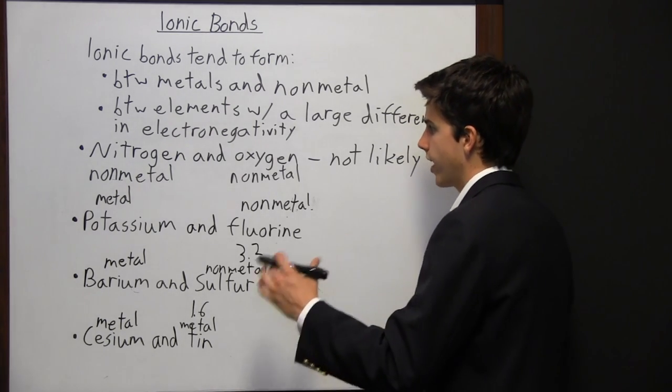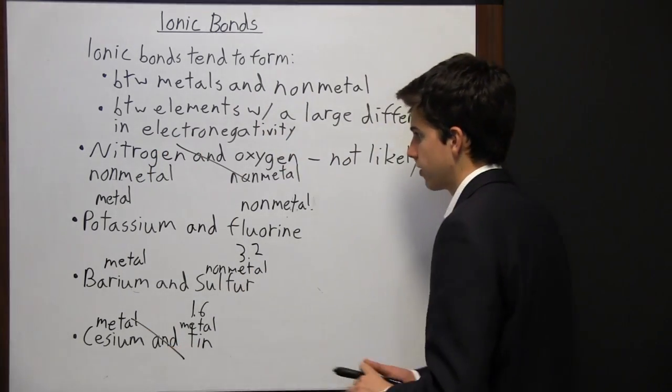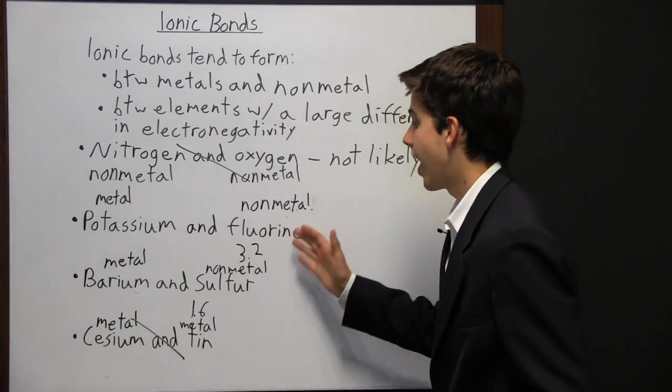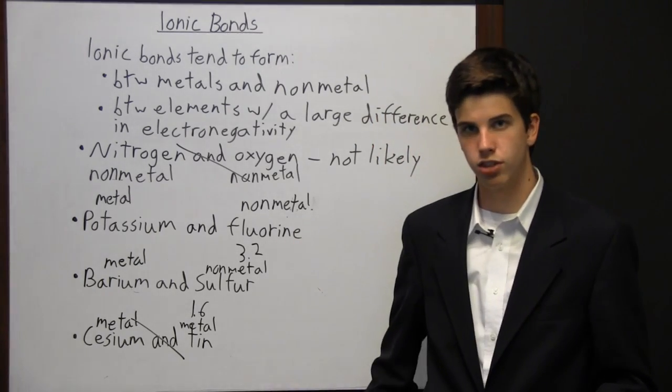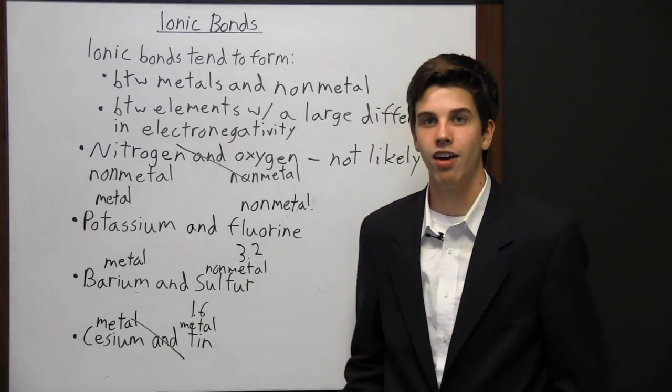So notice here, the main factor was that we had two nonmetals and two metals. But when we have a metal and a nonmetal, they're likely to form ionic bonds, especially if they have a high electronegativity difference. So hopefully through this short session, you have a better understanding of ionic bonds.